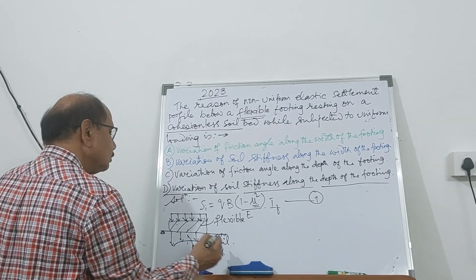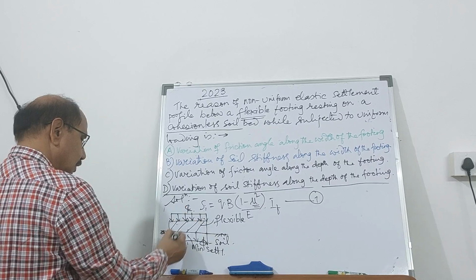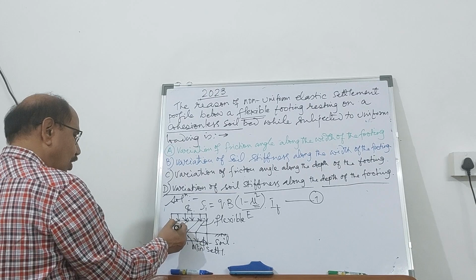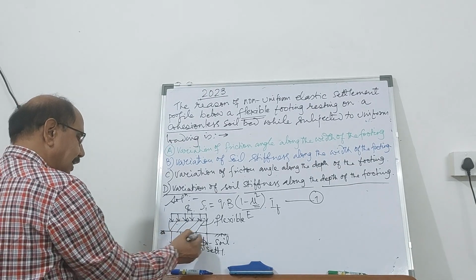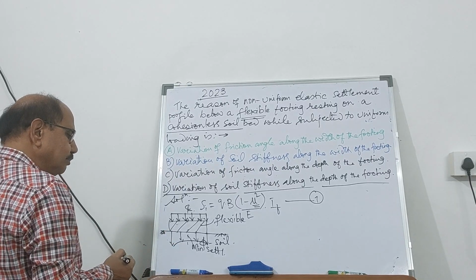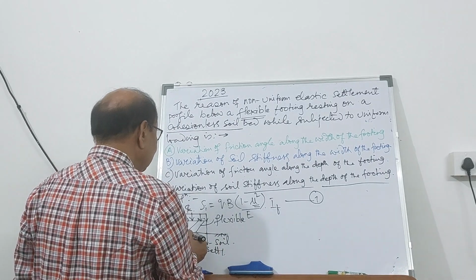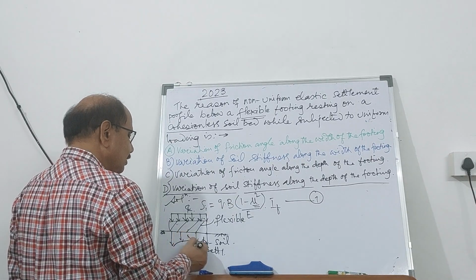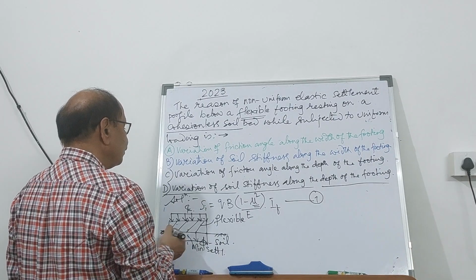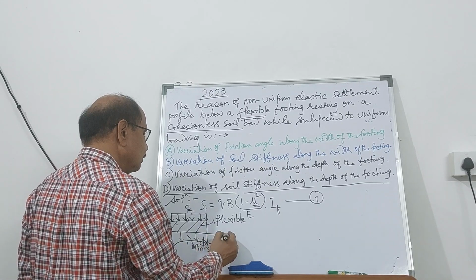That means there is going to be minimum settlement at the center. This is the center line, and the maximum settlement of this flexible footing at the edges. At the edges, the confinement is going to be minimum, and maximum confinement to this cohesionless soil will be at the center. So here the settlement is going to be minimum, and here it is going to be maximum. So this is the kind of situation that you know, right?